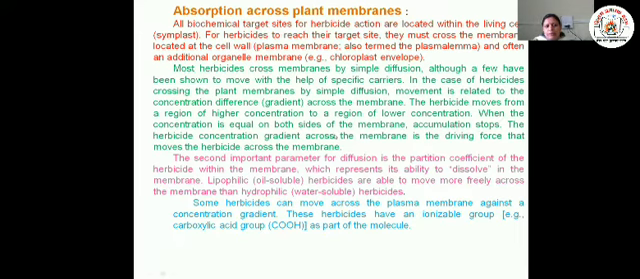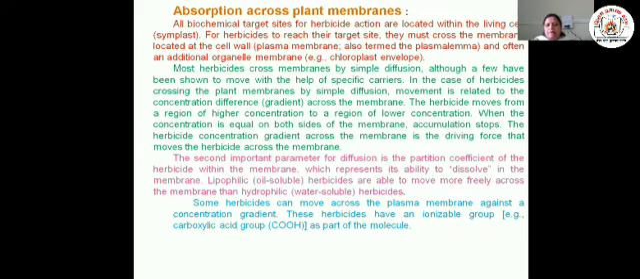Are you getting this point? The second important parameter for diffusion is the partition coefficient of the herbicide with the membrane, which represents its ability to dissolve in the membrane. This is the partition coefficient, that is, the ability to dissolve. Lipophilic herbicides are able to move more freely across the membrane than hydrophilic herbicides, that are water soluble.